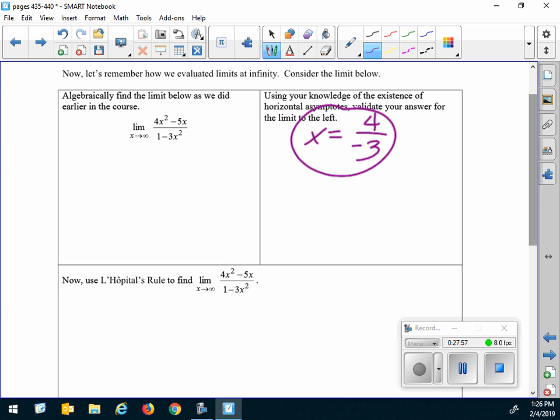But then earlier this year, you learned why that worked. And if you'll remember, we did this. The limit as x approaches infinity. We said, well, x squared is the biggest exponent that you got in the denominator, so we're going to divide every term in that whole mess by x squared. And so it looked like this.